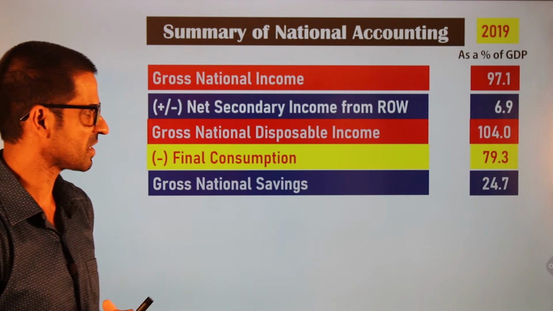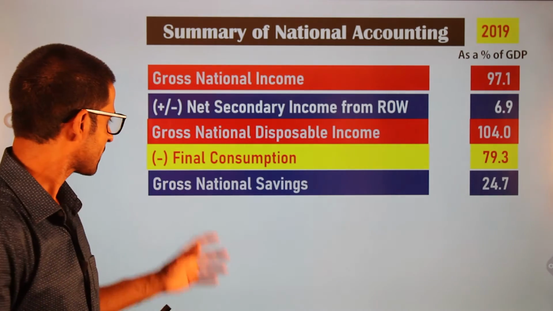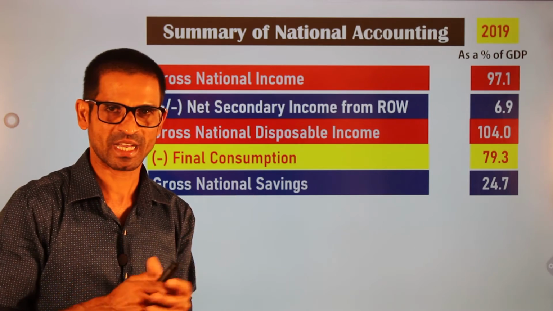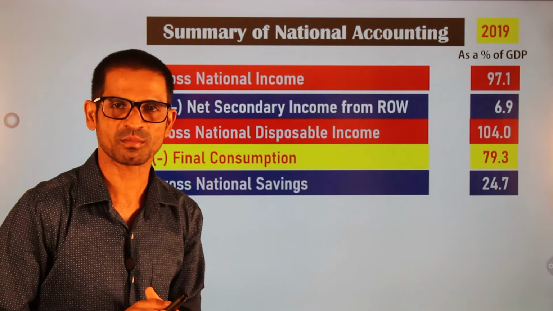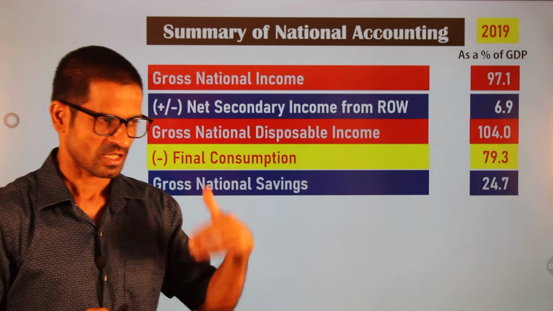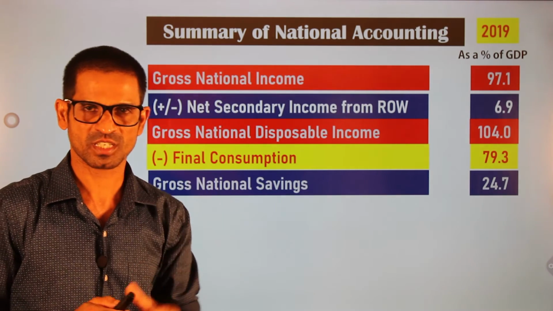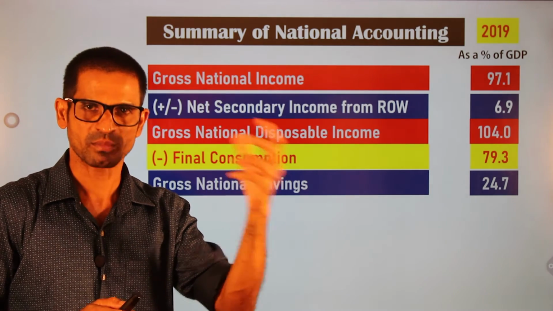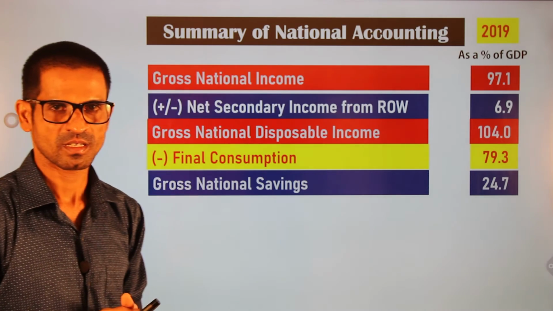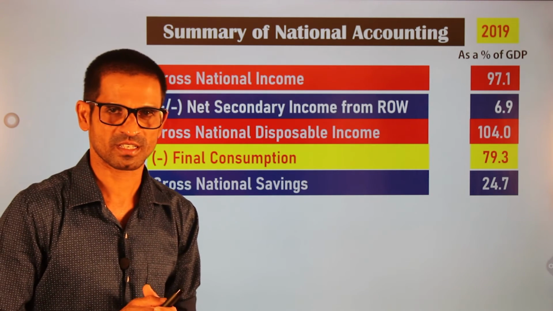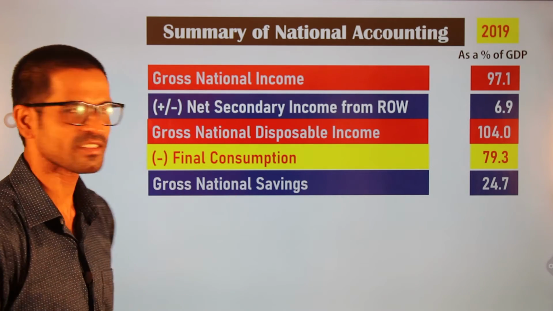Gross national savings, which is 24.7. Right? This is the rationale behind it: gross national disposable income is available to dispose on both final consumption and gross national savings. Final consumption consists of private consumption and public consumption, even non-profit institutions consumption. That is the total consumption of the country. When that is deducted, what you reach is gross national savings.